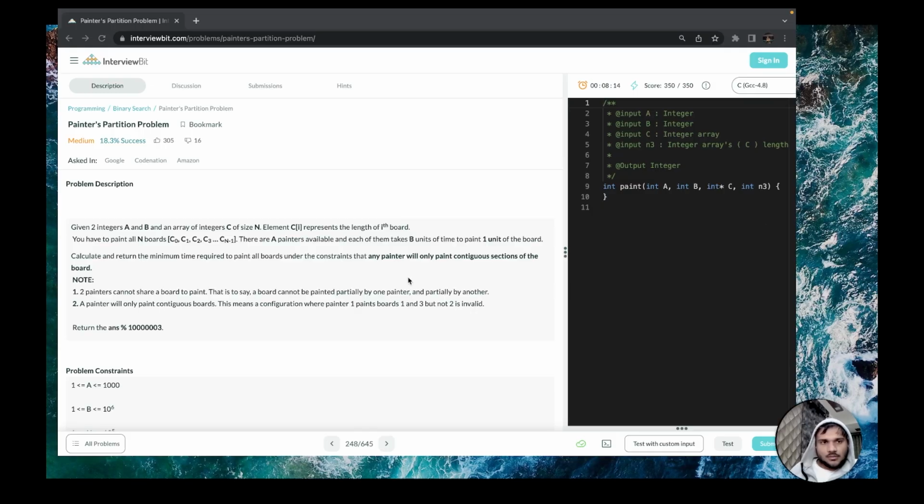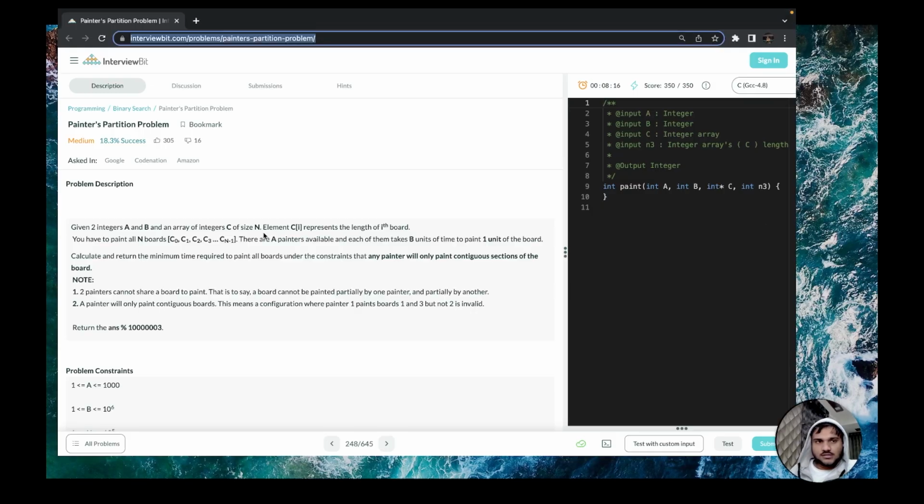So this is a new problem coming in front of us. The problem is from InterviewBit. The problem name is Painter's Partition Problem. The problem has been previously asked in multiple companies like Google, Codenation, and Amazon.